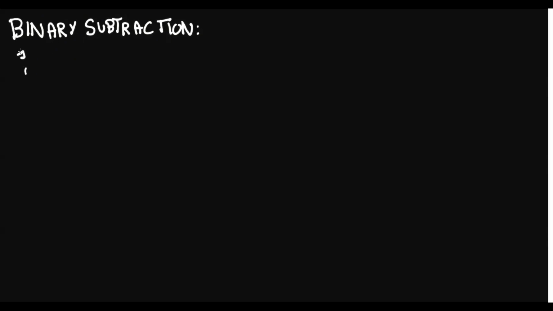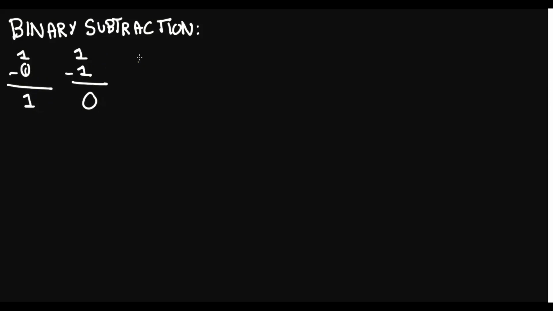For example, if I take 1 and 0 and I subtract them, 0 can definitely be subtracted from 1, because this is a higher value, and I have the answer 1. Similarly, if I want to subtract 1 and 1, it gives me back the answer 0. So this is pretty simple when it comes to binary subtraction.